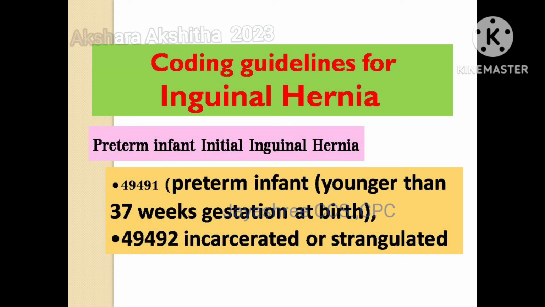A baby delivered before 37 weeks of the mother's gestation is called preterm. If the baby is delivered after 37 weeks, that baby should be considered full term. For a preterm infant with an initial inguinal hernia, there will be two codes, 49491 and 49492. 49491 is for a preterm infant younger than 37 weeks of gestation at birth, up to younger than 6 months.